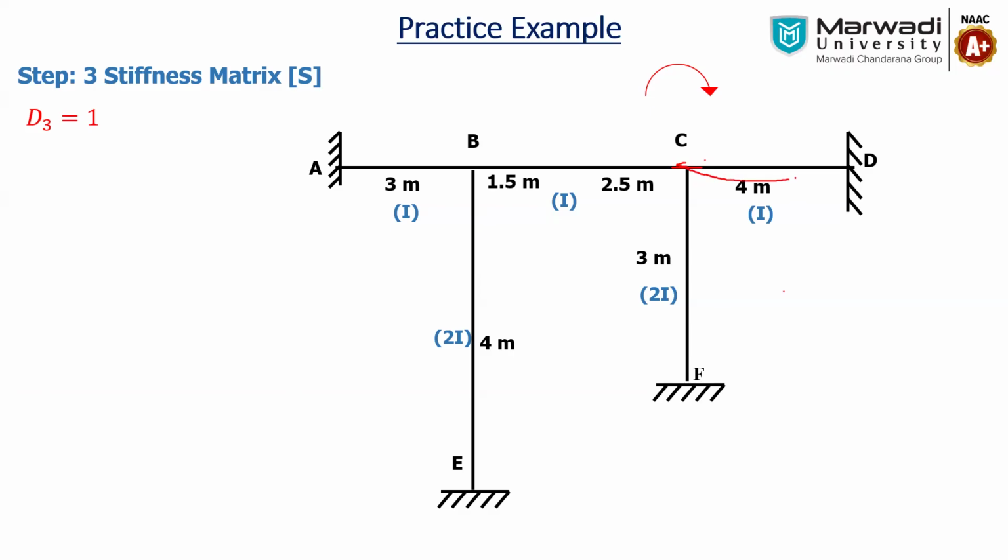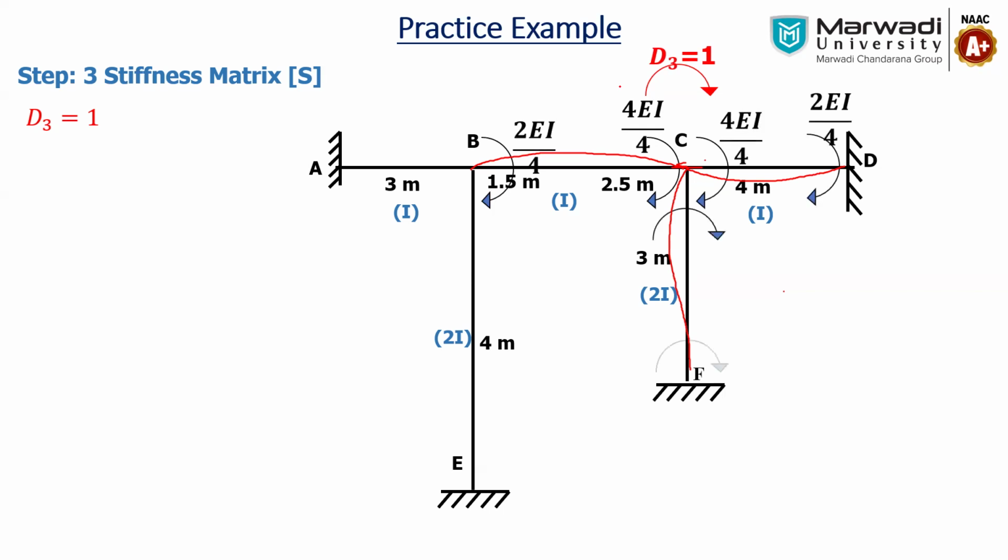So here CD will deflect like this. BC or CB will deflect like this, while CF will go in this manner. So if we consider the moments, all the moments will be clockwise, and one by one, if we represent it, the near end will be 4EI by L, and the far end will be 2EI by L. Same way, we have to consider the 2I in CF, so that will be 4EI into 2I divided by 3, and 2E 2I by 3 on the far end at F.